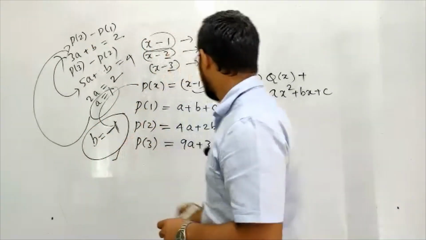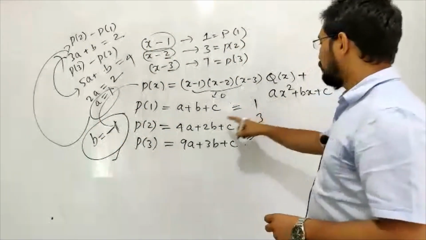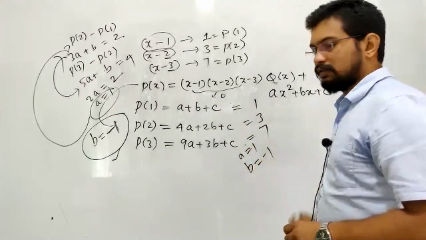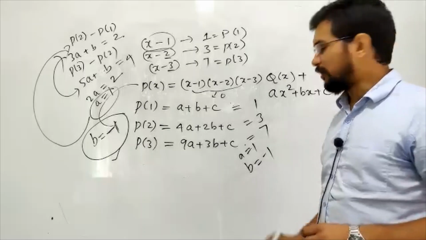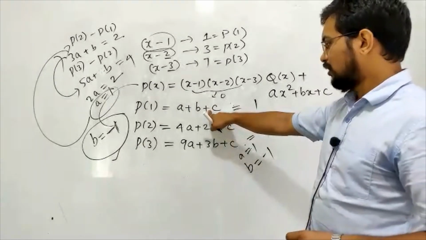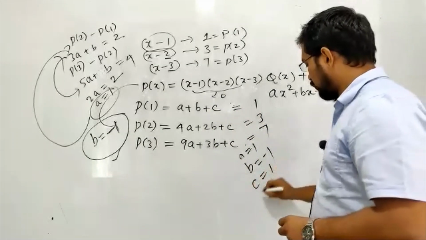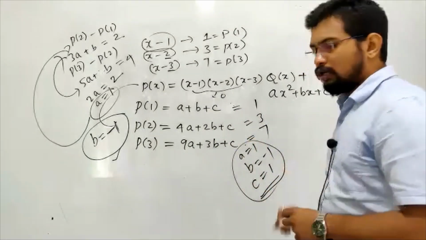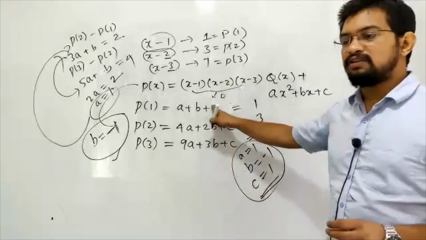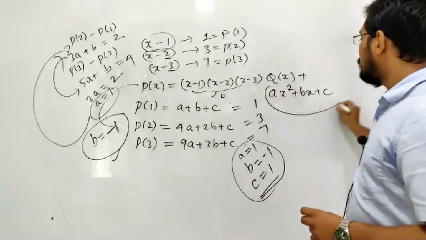Now take this B value. You got A is equal to 1 and B is equal to minus 1. Take these values and substitute into this part. Now you will get C is equal to 1. You get A equal to 1, B equal to minus 1 and C is equal to 1. This satisfies these equations. Now, what is your remainder?